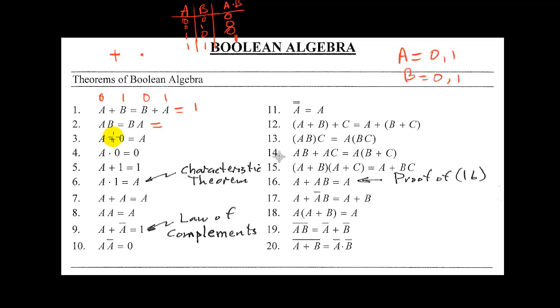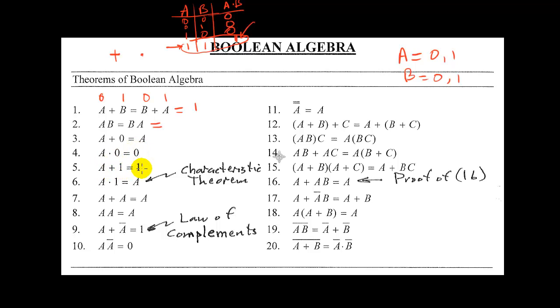Down here, A or 0 will give you a 0 if A is 0. So if A is 0, you get a 0. It will give you a 1 if A is 1. So A or 0 gives you A. A and 0 gives you 0 because, just like for this column here, in order for you to have a 1 over here, you have to have a 1 and a 1. So anything and a 0 is 0.